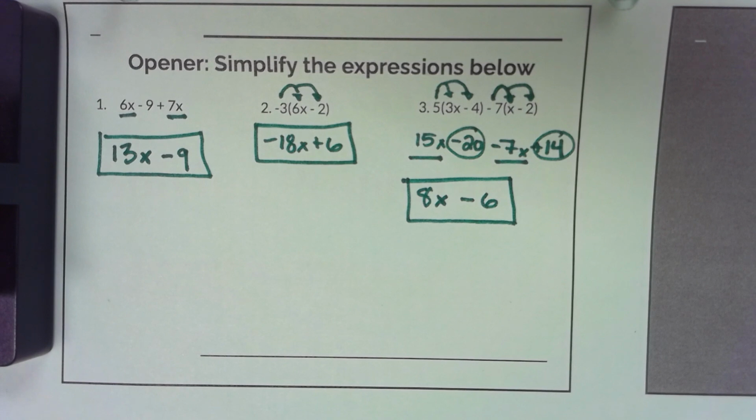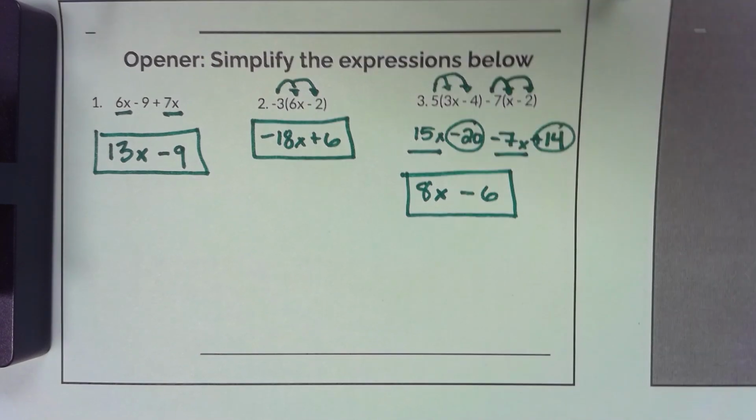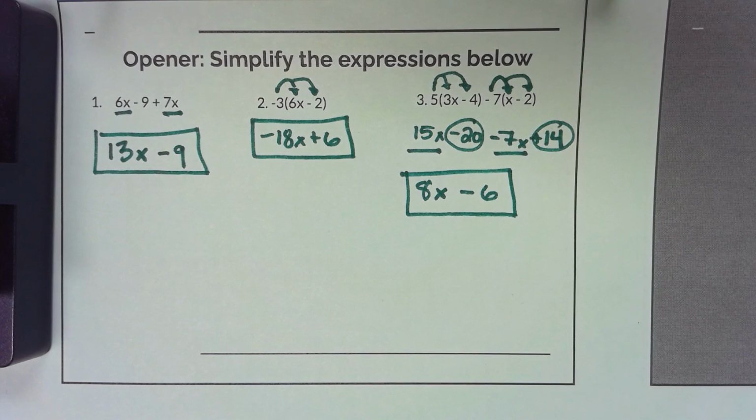Okay, so the reason that this is your opener is we are going to include these sort of steps into our solving process, where we'll have to distribute, simplify, and then work on all the steps we've been doing this entire unit. So I'm going to make sure this is written down. And I'm going to do 4, 5, and 6 together. And then I'll have you all be working on the other problems in your groups.